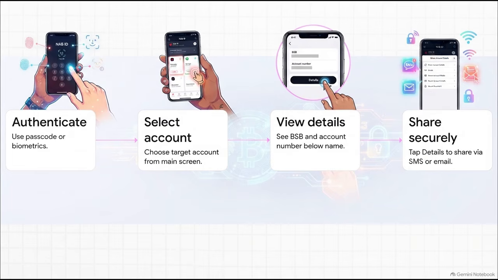Third, you're going to immediately see that 6-digit BSB and 9-digit account number sitting right there below the account name. And finally, if you need to actually send this info to someone, just tap details and then hit share account details for a secure text or email export.